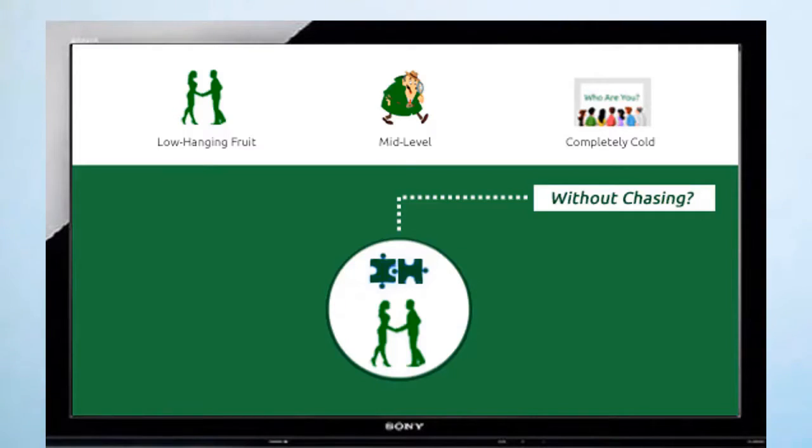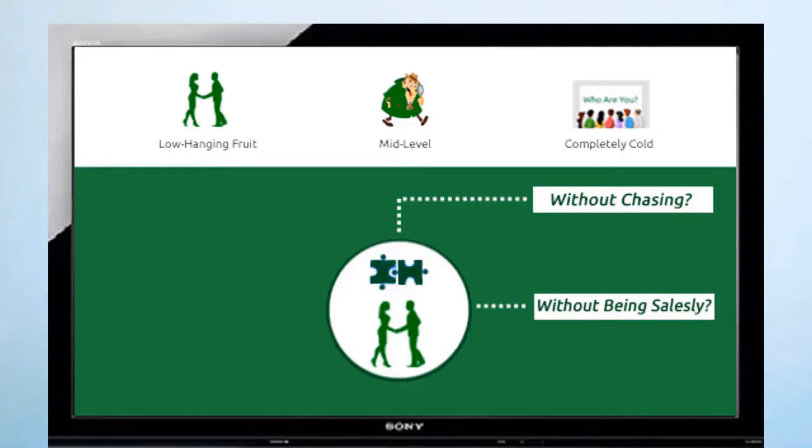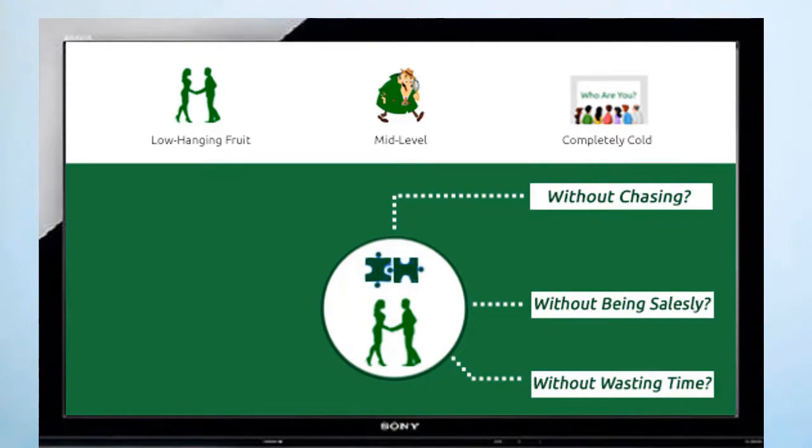Number two, the second, is how do we do this without being salesy? Listen, nobody likes to be sold, but everybody loves to buy. So how do we actually close that prospect into becoming a client without being aggressive and pushy and obnoxious? And finally, how do we have those conversations with the right prospects? How do we make sure that we're not wasting our time? How do we make sure that we're only talking to prospects who are most likely and qualified to become our clients? The solution lies in one simple thing called the UCAF framework.